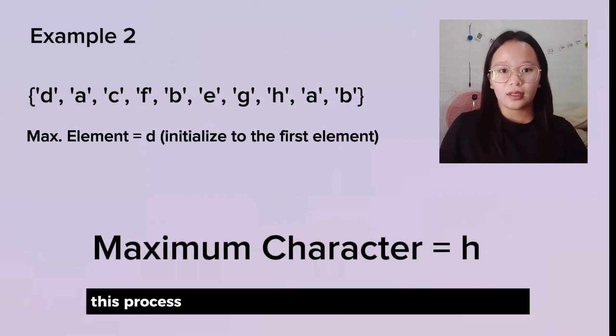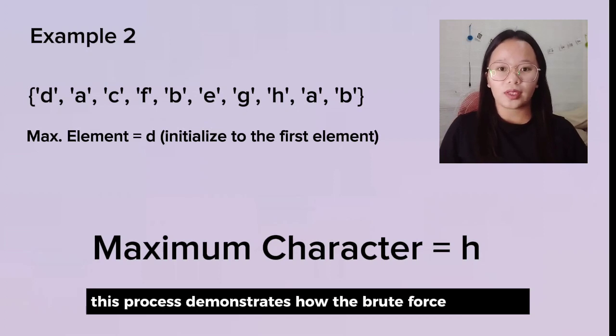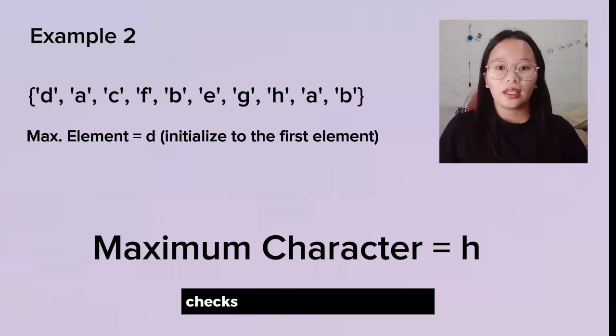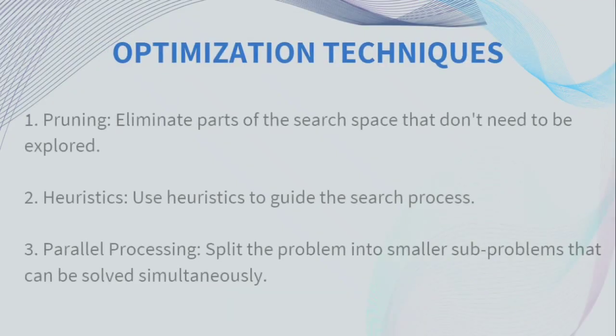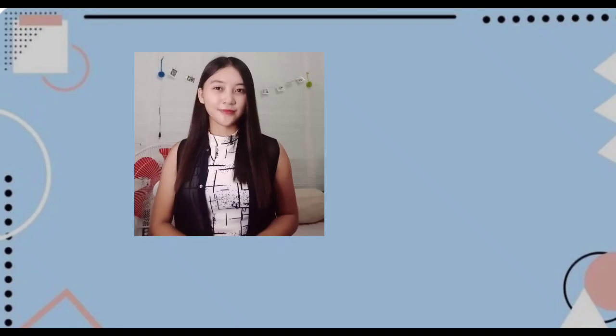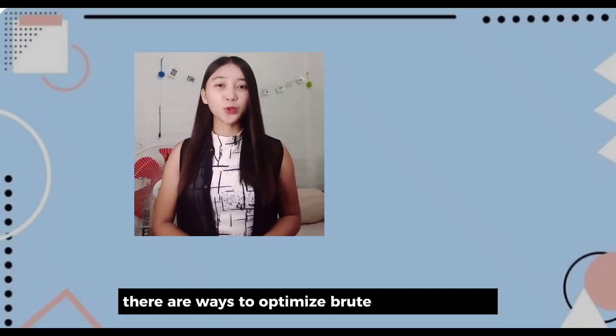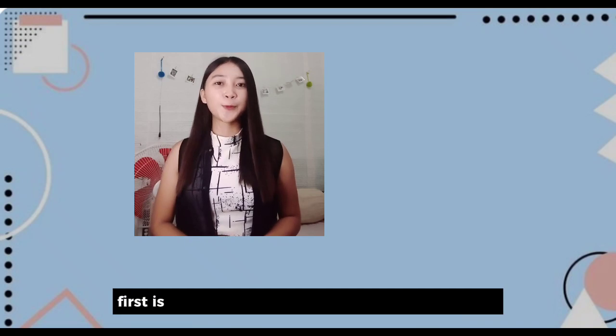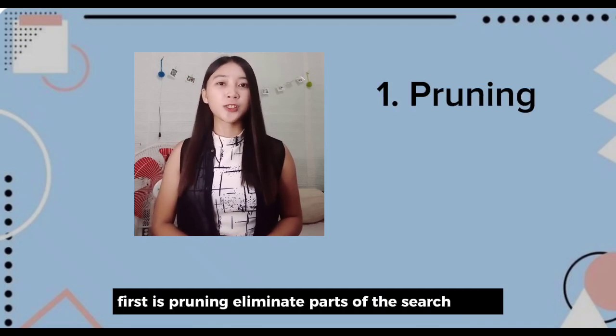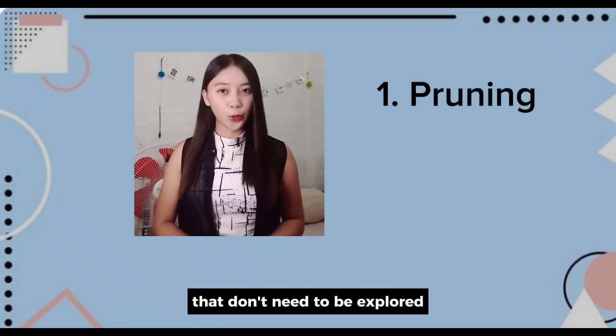This process demonstrates how the brute force algorithm checks each character in the list and updates the maximum character when a larger character is found. There are ways to optimize brute force algorithms. First is pruning: eliminate parts of the search space that don't need to be explored.